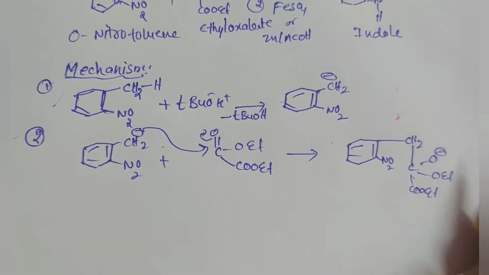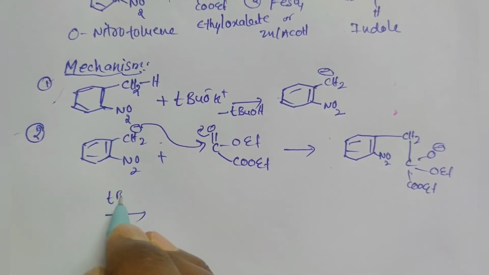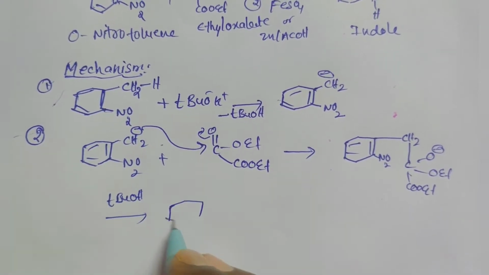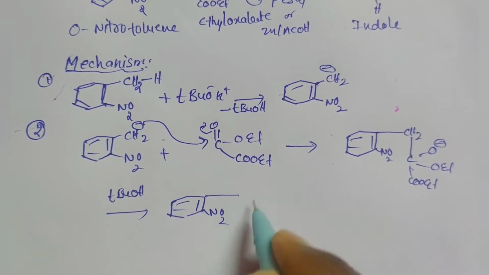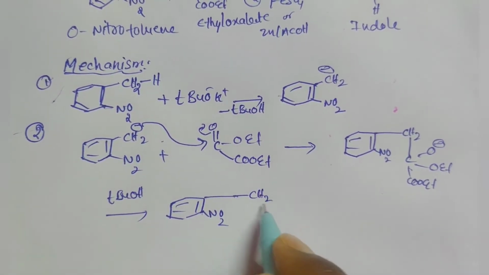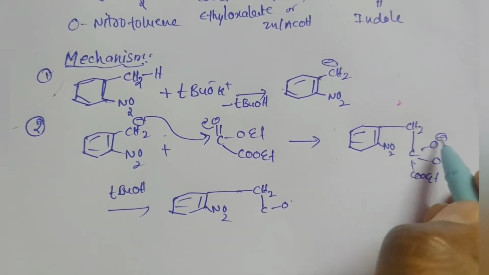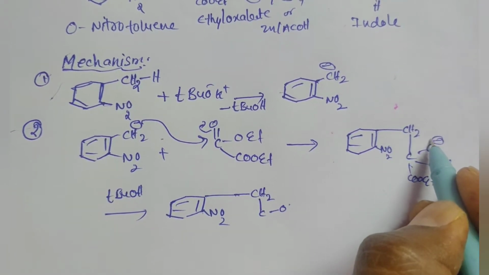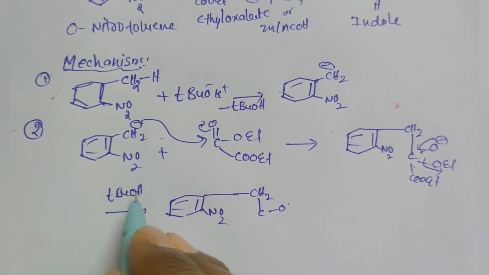Okay, so from tertiary butyl alcohol, this one abstracts the hydrogen and changes into the hydroxy group. I write NO2 here and CH2OH, sorry. So this ethoxy group is an easily leaving group. As a result, what happens? This electron pair shifts here. As a result, this ethoxy group goes outside.